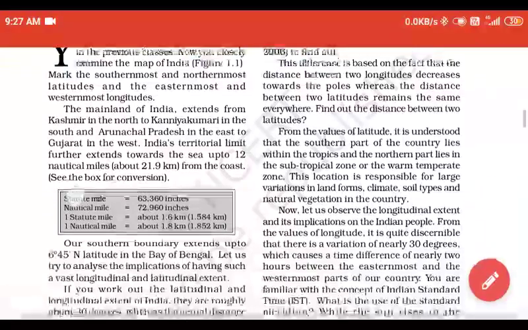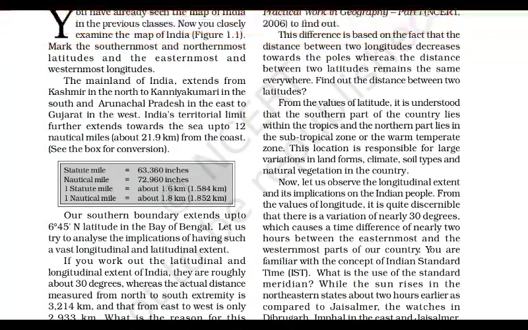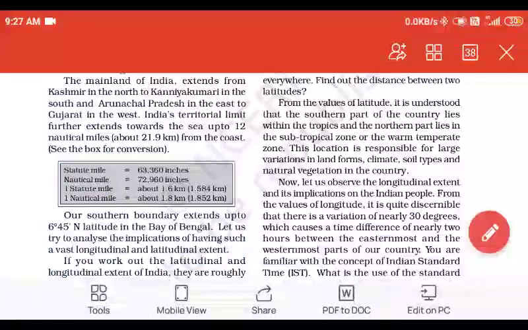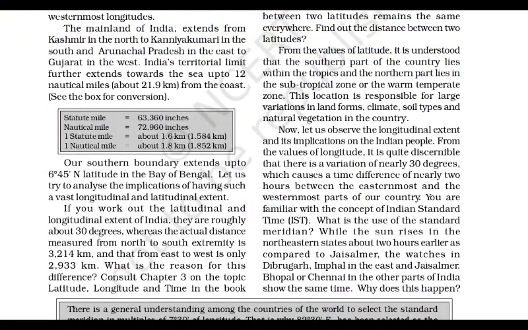The difference is based on the fact that the distance between two longitudes decreases towards the pole, whereas the distance between two latitudes remains the same everywhere. Find out the distance between two latitudes. From the values of the latitude, it is understood that the southern part of the country lies within the tropics and the northern part lies in the subtropic zone and the warmer temperate zone. This location is responsible for the large variation in the landform, climate, soil type, and natural vegetation in the country.